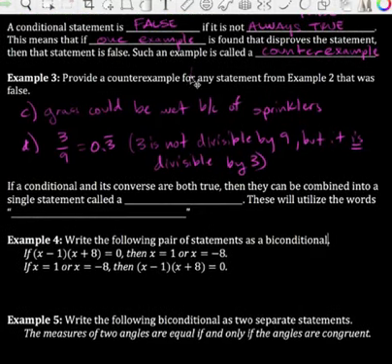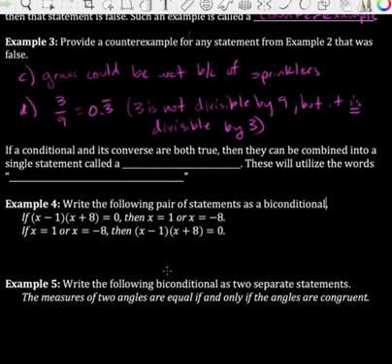The last concept that we need to talk about in this video, in this note sheet, is something called a biconditional. Right? If a conditional and its converse are both true, like in examples A and B up above, then they can be combined into a single statement that has a name. It's called a biconditional. Biconditional. These kinds of statements always utilize the words if and only if.